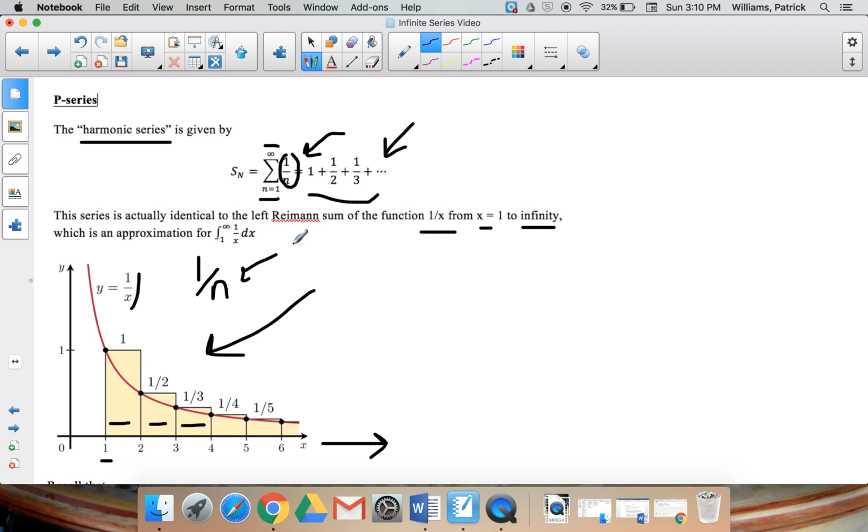Okay, so what we have is that the area under this curve, or this left Riemann sum, is going to be an approximation for this integral right here. Now, it's going to be an approximation.